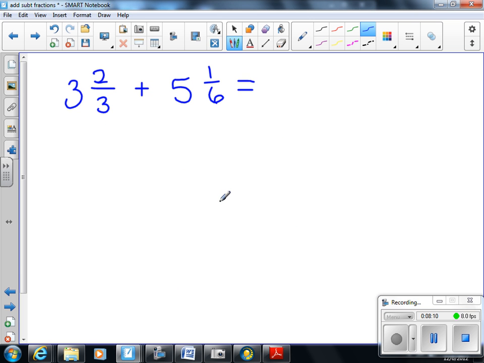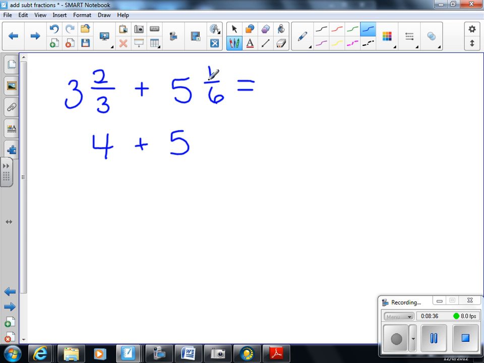Okay, let's put this to practice then. We're going to estimate the sum of 3 2/3 plus 5 1/6. Now, in order to estimate, what am I going to take each one of these to? The nearest whole number. Okay, what's this one going to be? 4. And this one? 5. This is over the halfway mark. Half of 3 is 1 1/2. Okay, so that's why it goes up to 4.